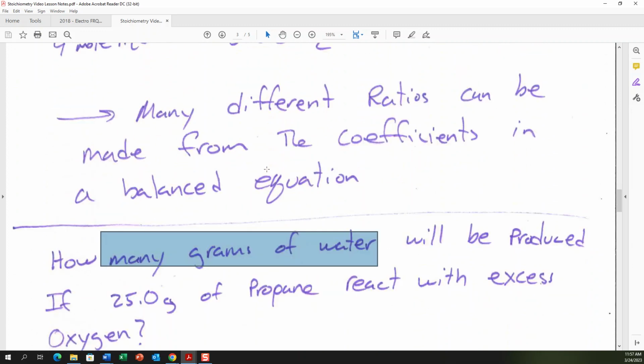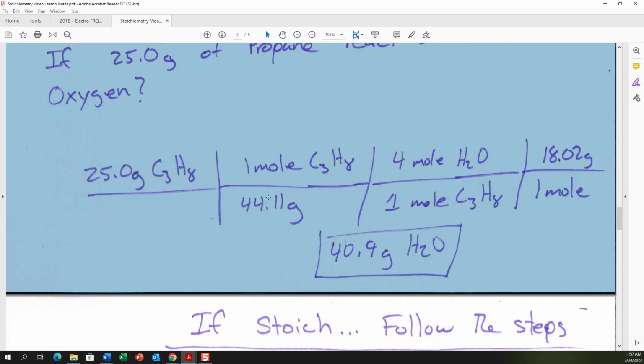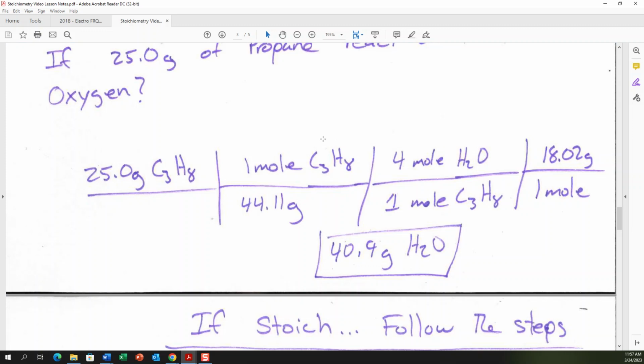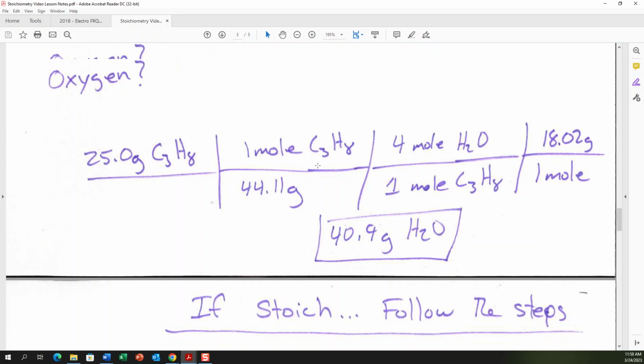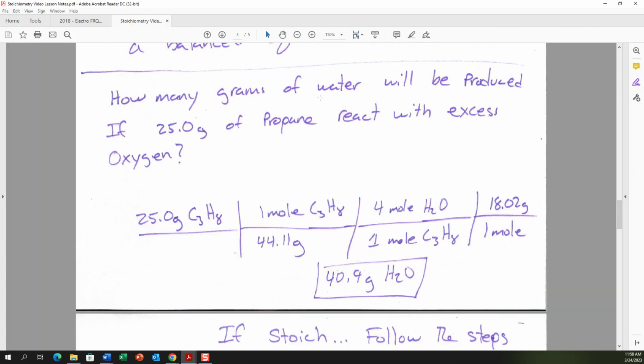So what we're going to do is take our given amount and convert it to moles. I was given 25 grams of propane. How do I convert that to moles? I divide by the molar mass of propane. So grams of propane cancel out, and I'm left with moles of propane. Once I have moles of the given substance, now I'm going to find my ratio in my recipe. Remember, the question is, I want water. Let me make this a little smaller so we can see the whole thing. I want water, and I have propane.